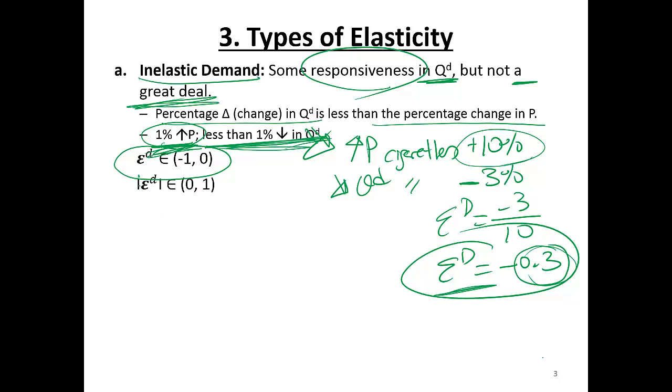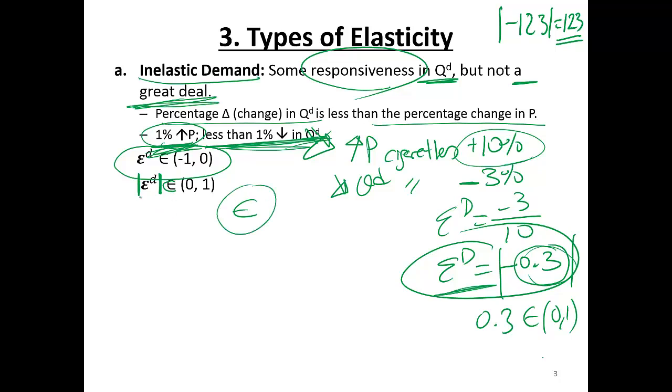Or in absolute value, these funny little bars mean absolute value. Basically, the absolute value operator grabs a number, negative 123, and spits out the positive version. So in absolute value, this is 0.3. It's between 0 and 1. You have inelastic demand. So this sign, this little funny E sign, means this variable takes on a value in the interval 0, 1.